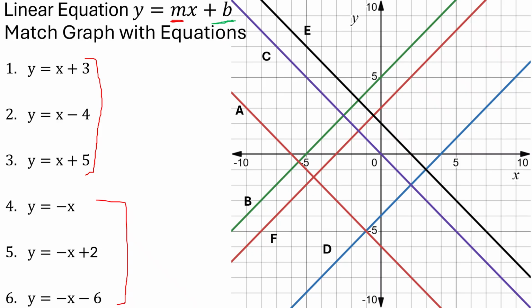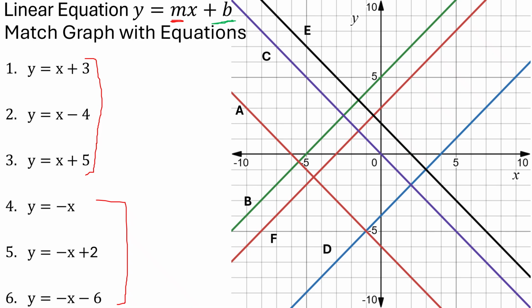And then the reverse is true for lines A, C, and E. As you move to the right, y drops. So x increases, y decreases. And so now all we need to check is the y-intercept. So if we first look at the positive slopes, 1, 2, and 3, which are associated with B, F, and D, we can look at the y-intercepts.